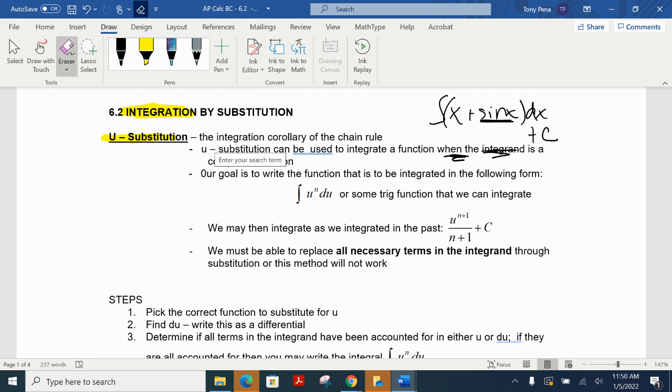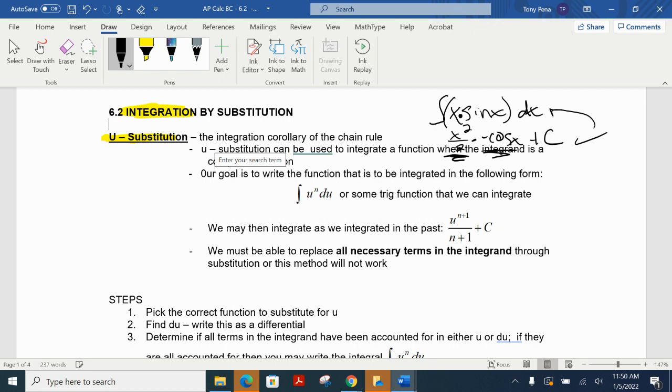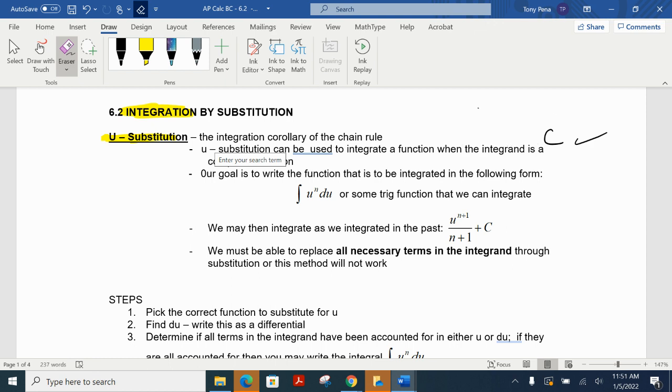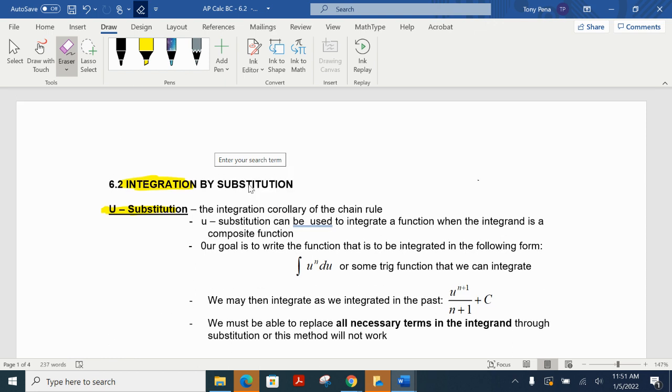What I've also said a few times is that we can't do products. At least we could not have done products before today. So if I had x times sine of x, I can't just say that this is x squared times a negative cosine of x plus c. If we were to test this and take the derivative of that, it definitely doesn't bring us back to where we started from. So as we get into more complicated antiderivatives or integrals, we need some different methods. And the first one that we're going to use is called u-substitution.